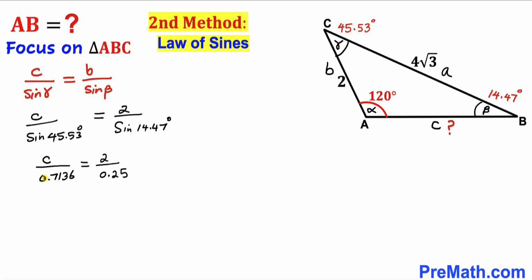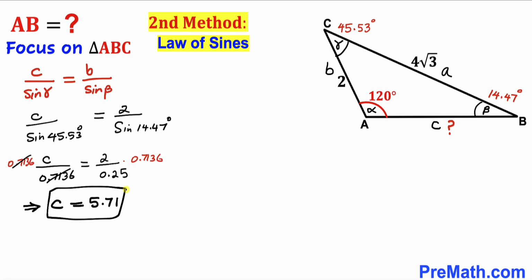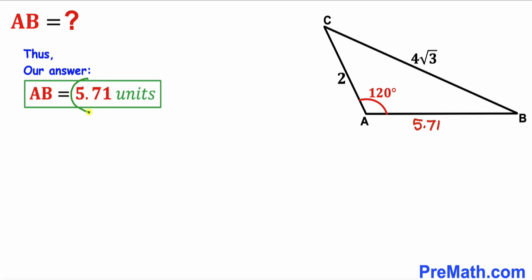And now let's go ahead and multiply both sides by 0.7136 to isolate c. And here we can see this cancels out. And if we simplify the right hand side, our side c turns out to be 5.71 units. So thus this side c turns out to be 5.71 units. So thus our AB length turns out to be 5.71 units.